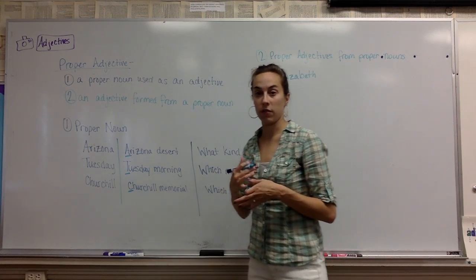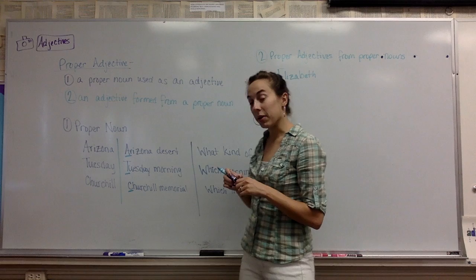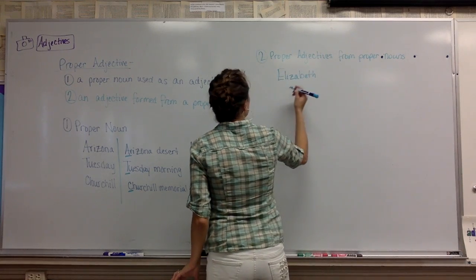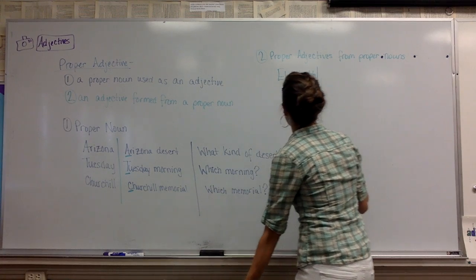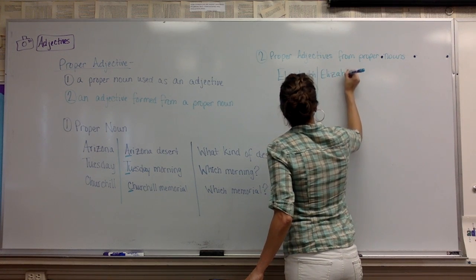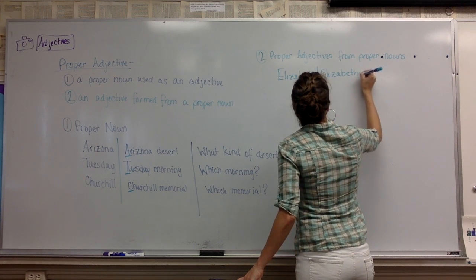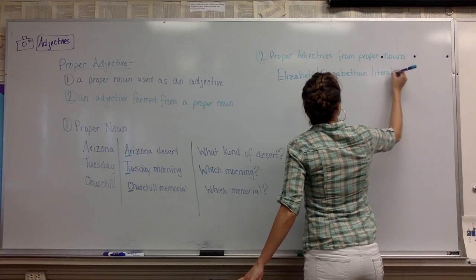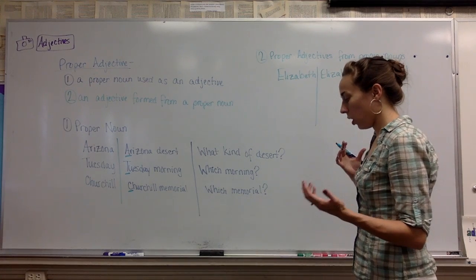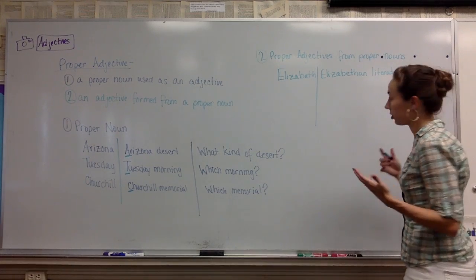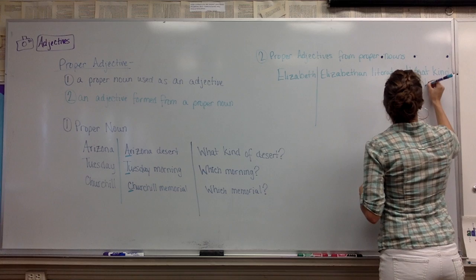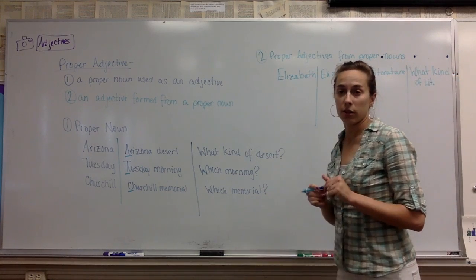And then to form an adjective out of that, there's a word called Elizabethan, which is a specific type of literature. So then we have formed our adjective, Elizabethan. And that also answers the question of what kind of literature? Elizabethan literature. I'm abbreviating LIT for literature because I ran out of room.